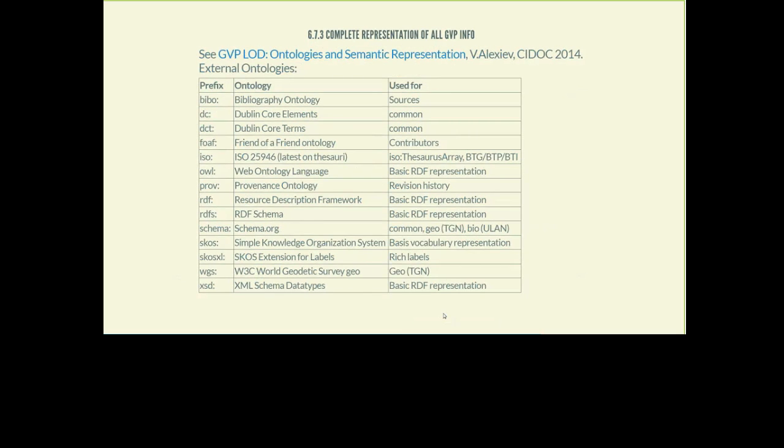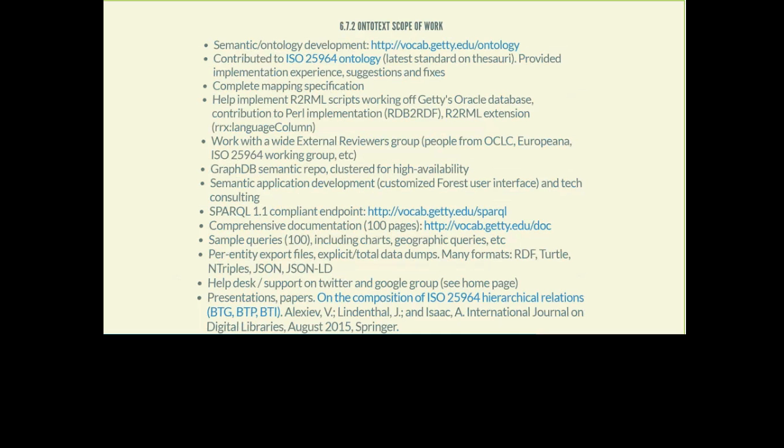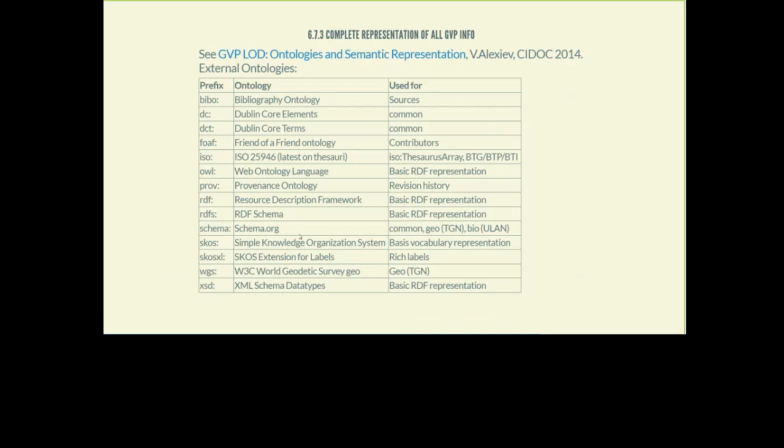We used not only SKOS, which is the basic vocabulary to represent thesauri, and also SKOS-XL to represent provenance of labels, but a whole bunch of other ontologies to represent things like sources, contributors, revision history, and so on. In addition, we created a specific ontology for the Getty-specific stuff.